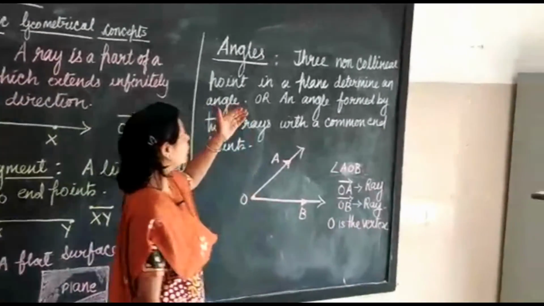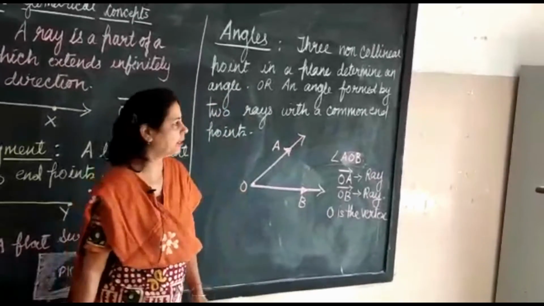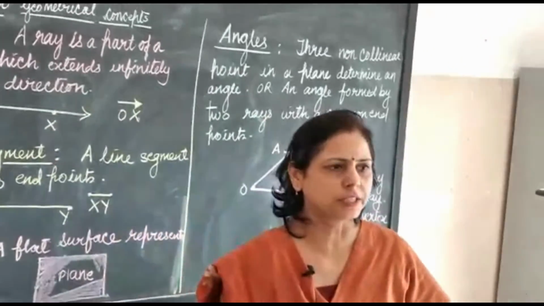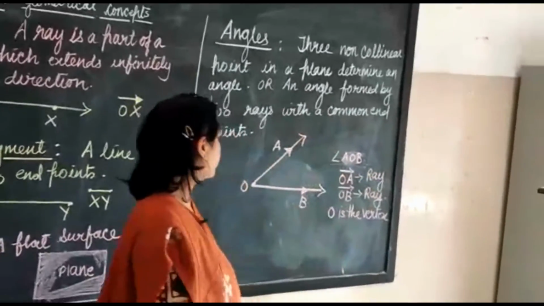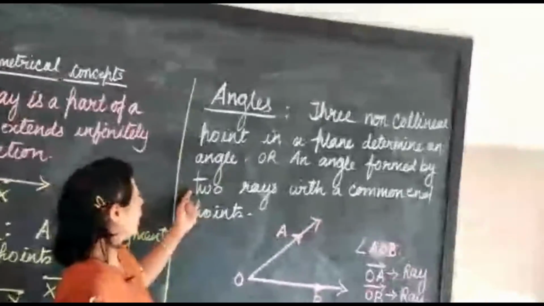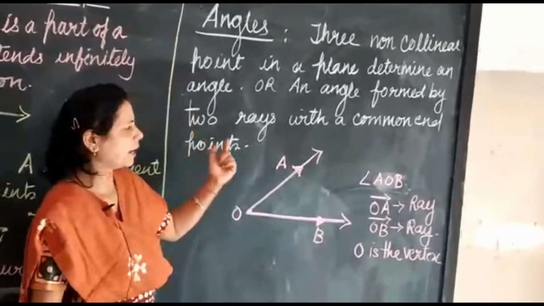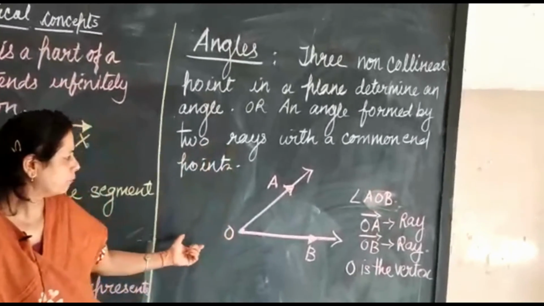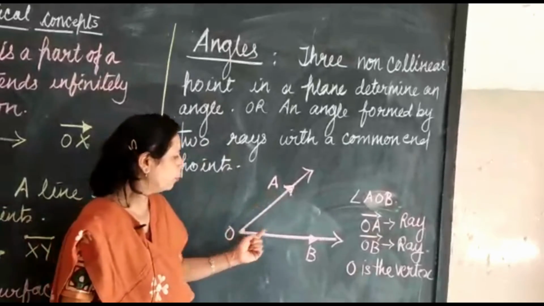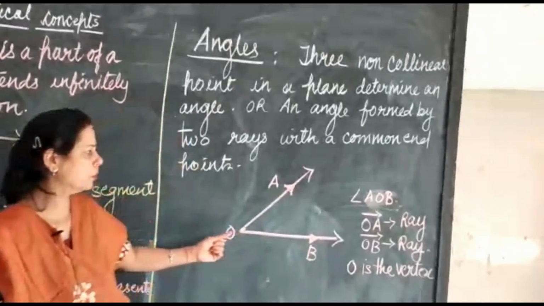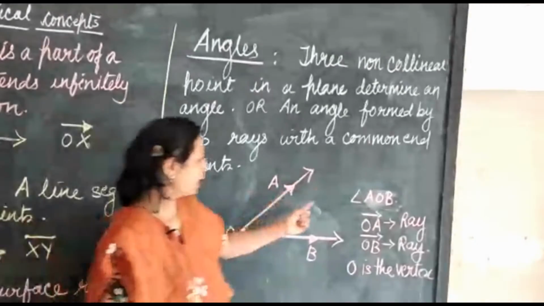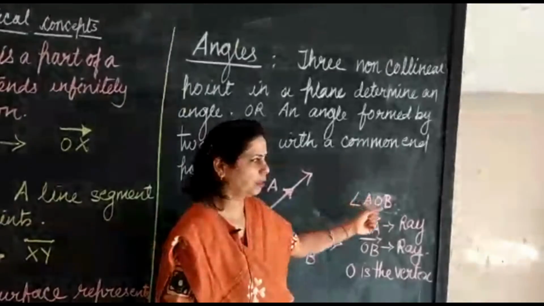Now we will study about angles. Three non-collinear points in a plane determine an angle. Non-collinear points means points which are not on the same line, they are at different places. An angle is formed by two rays with a common endpoint. Look at the figure. OA and OB are the two rays which have a common vertex O or common endpoint O, and it is represented as angle AOB.